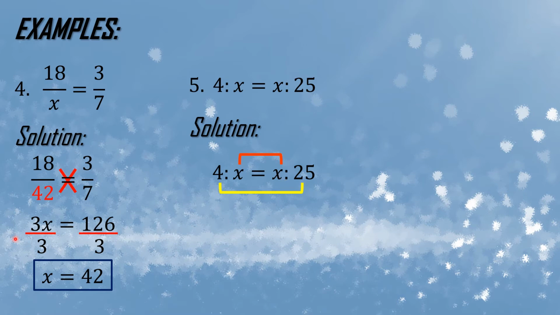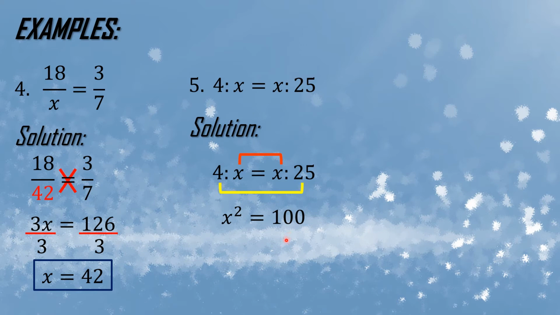So, kapag sinabing x times x, the answer is x squared. Again, kaya naging x squared, meron ditong imaginary or invisible 1 as exponent. So, i-add lang natin yung dalawang exponent. 1 plus 1 is 2. And then, we will multiply the extremes. 4 times 25 is 100.